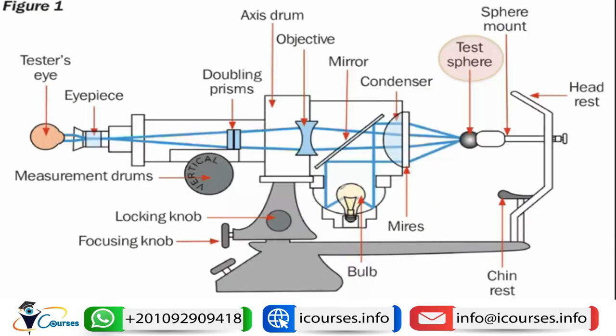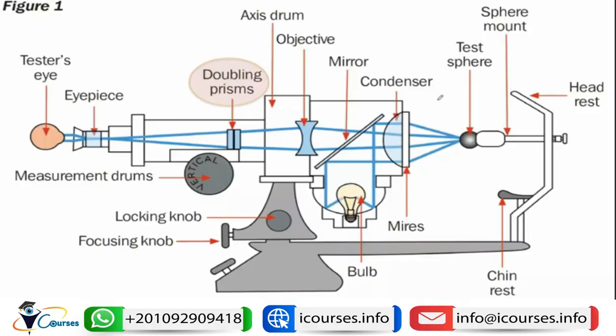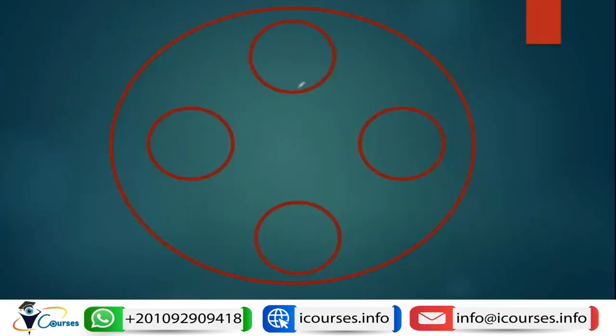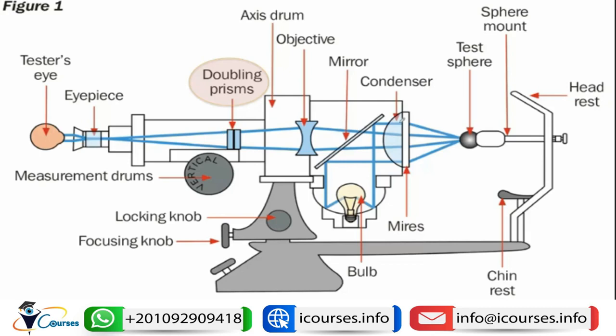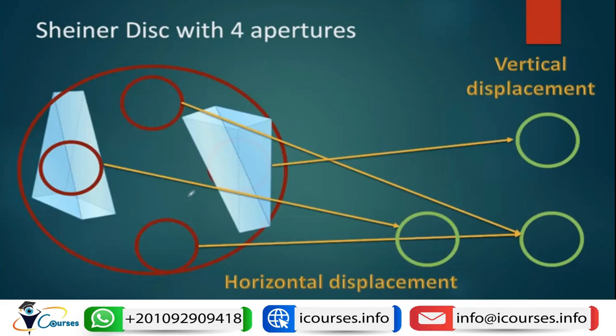So the test sphere now will produce an image. This image will be formed like this. It will produce an image through the apertures like this, and then it will go through the doubling prisms. And here are the prisms. There will be double vertical prisms that will take this object image and cause splitting, or doubling, of this image. Let's see how this occurs.